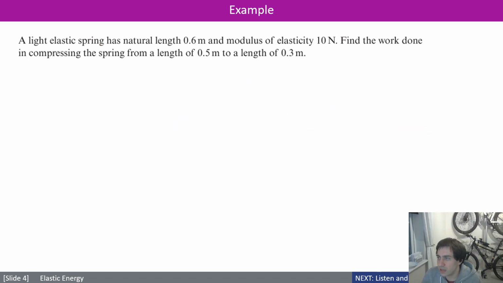Okay, and in this case, we've got a light elastic spring. Again, I don't think it makes much difference if it's a string or a spring. It has a natural length of 0.6, modulus of elasticity 10. Find the work done in compressing the spring from a length of 0.5 to a length of 0.3.